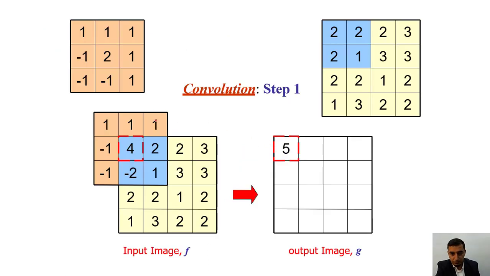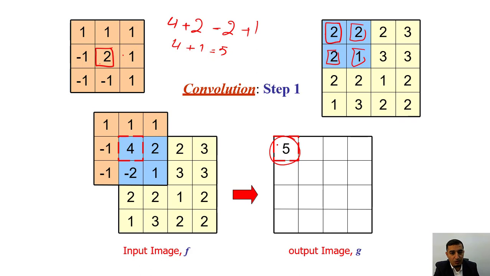So first of all, we are going to apply the 2 over the 2. You can see that the overlapping is with the 2 and the 1. So 2 by 2 is 4, 1 by 2 is 2. So we have 4 plus 2 minus 2 plus 1. Okay, so this is 4 plus 1, which is equal to 5. So the first pixel will equal 5.